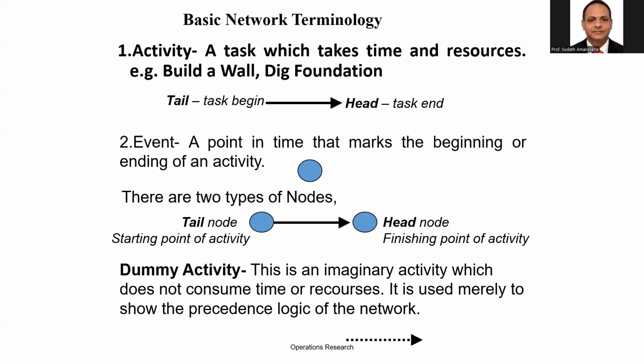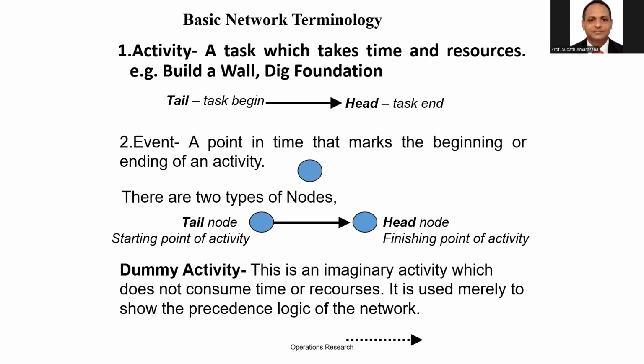These three terms are really important. Don't forget, an activity is represented using a straight line arrow. An event is represented by a node or circle. A dummy activity is not a real activity; we use it to draw the preceding logic of the network. We use a dotted line arrow to represent the dummy. A dummy is not time consuming, not resource consuming.